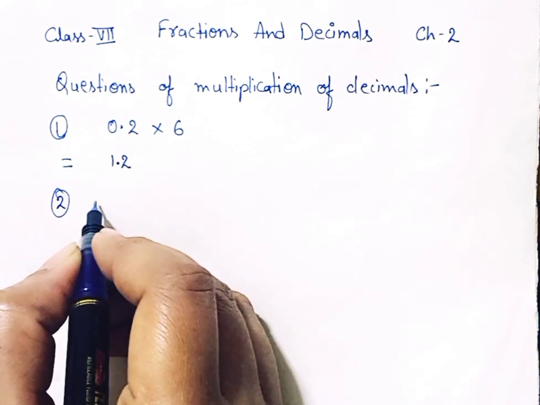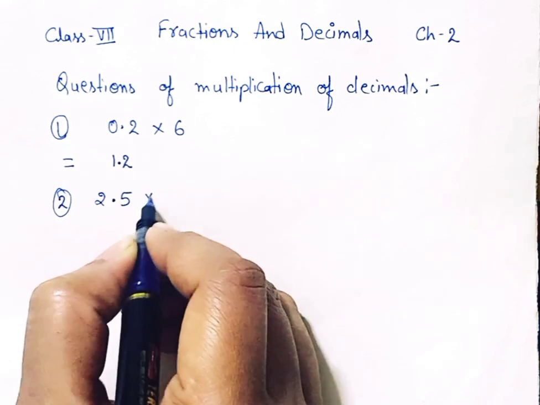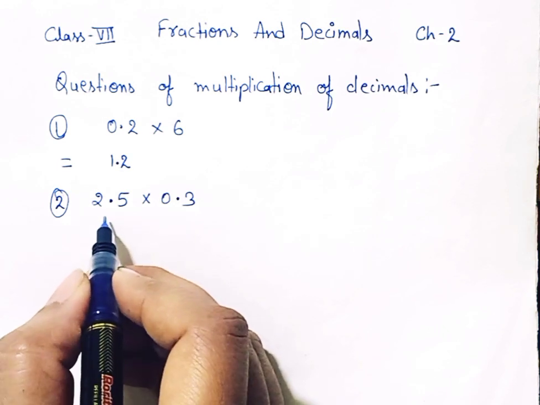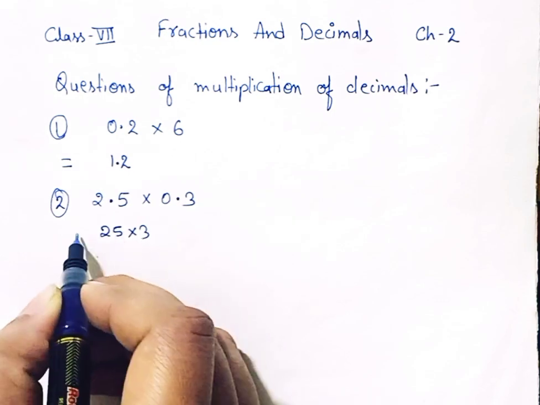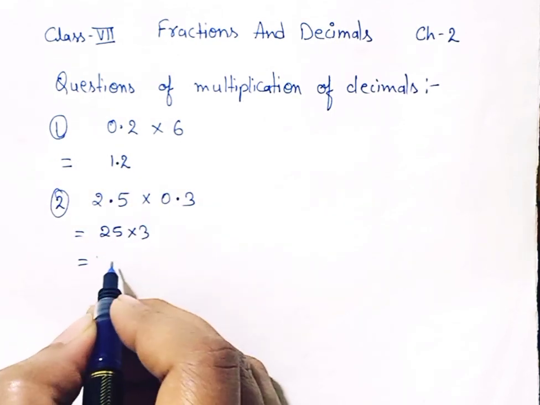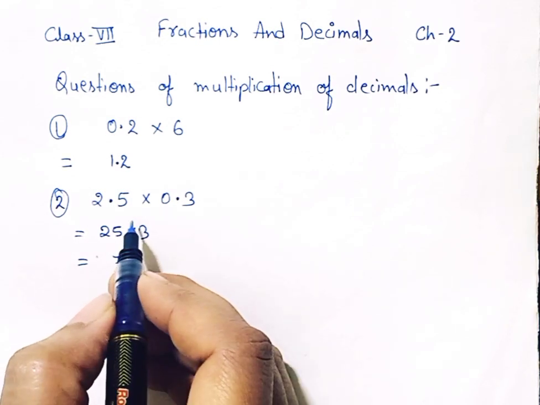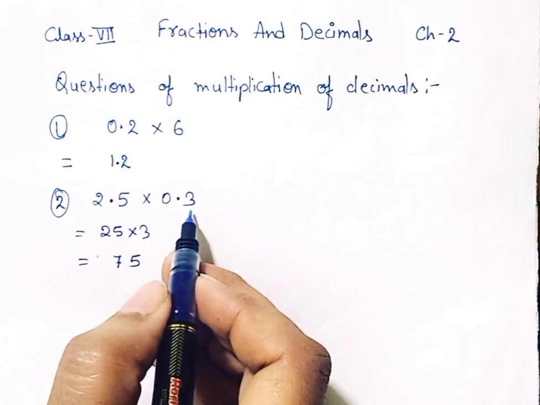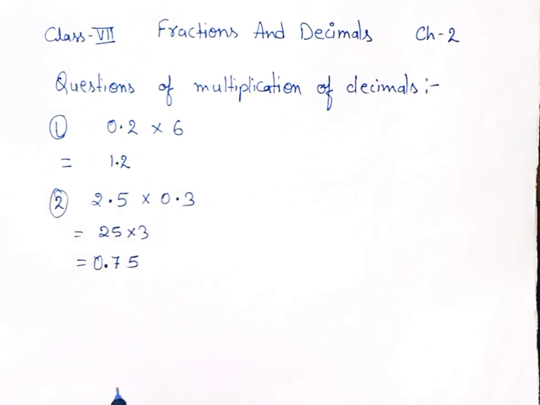Coming to the next one, it is 2.5 multiplied by 0.3. Here both the numbers are decimals. We will simply multiply 25 by 3 and the answer will be 75. Now we will count the number of digits present after the decimal. Here it is 1 and here it is 1. 1 and 1 will give us 2. So we'll put a decimal sign after this. 0.75 will be the answer.